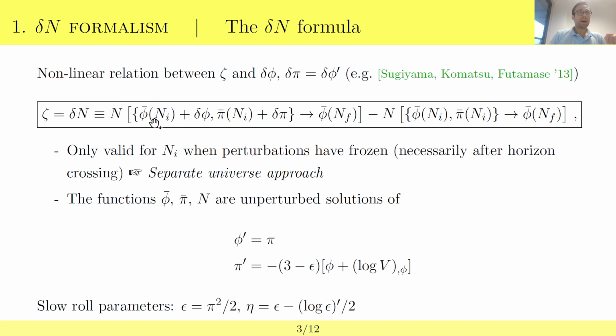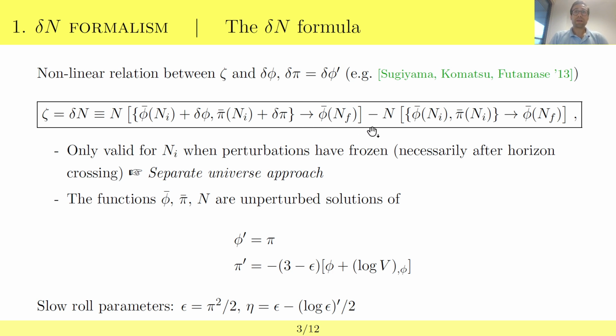We pick an initial time, a reference time, which we call N_i, which has to be subject to the condition that all the linearized Fourier modes of interest for the physical process we want to study have already frozen at the time N_i. So at this time, we have some background field and background momentum value, which we perturb with delta phi and delta pi, and we compute the number of e-folds it takes to reach from this perturbed field-momentum configuration to some later stage in inflation, let's say the end of inflation.